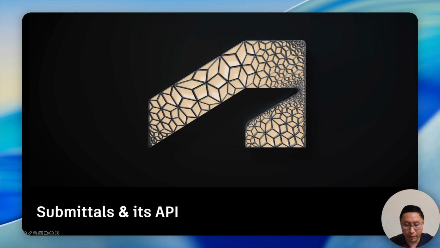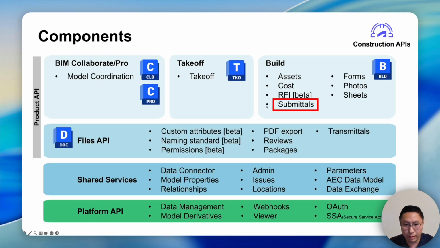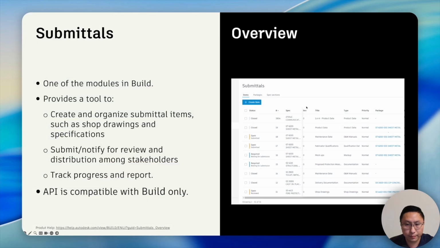Now let's have a quick overview of what Submittal is and how its API works. Here is the construction product family. Submittal is a module within Build. It provides a tool to create and organize Submittal items, such as shop drawings and specifications, and to submit or notify for review and distribution among the stakeholders to track progress and report. Its API is compatible with Build only.